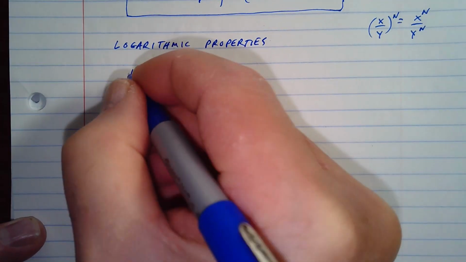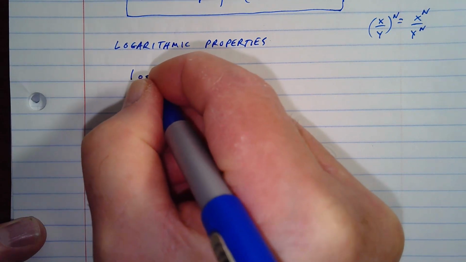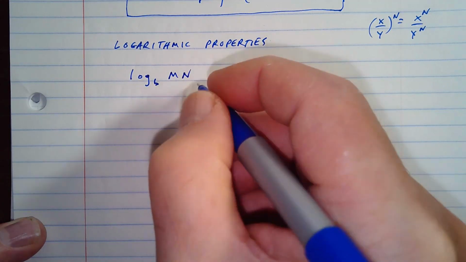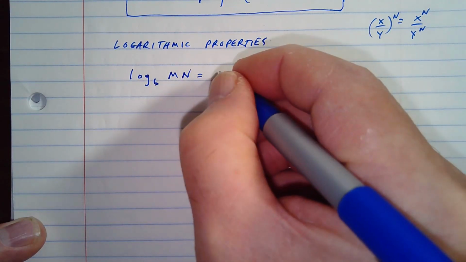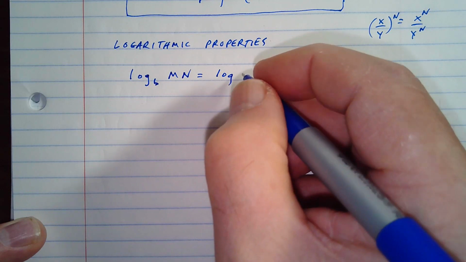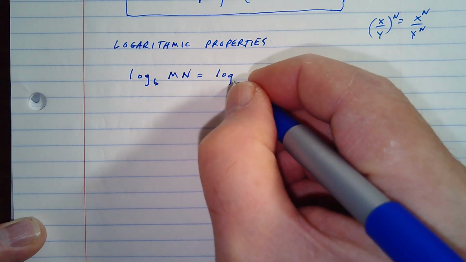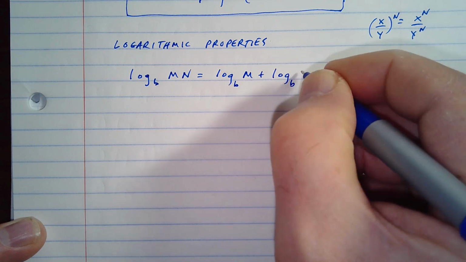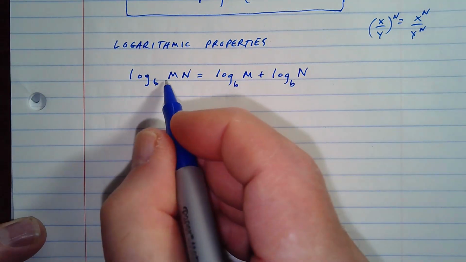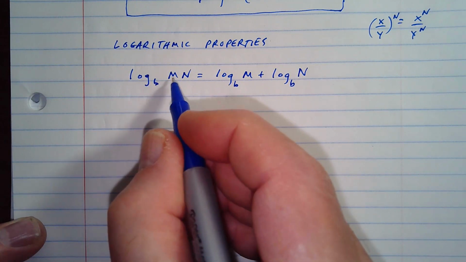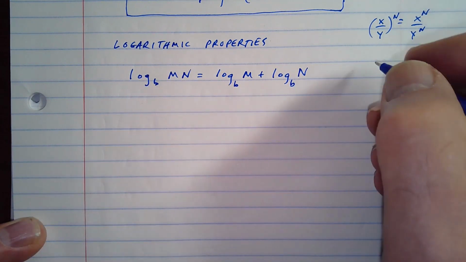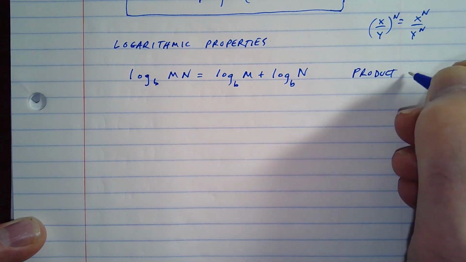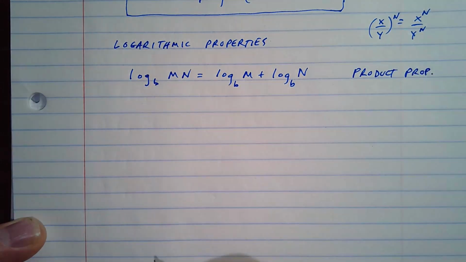And so the first one here, we're just going to use base b, and then I've got an m and an n multiplied together. That's the same thing as splitting this apart: log base b of m plus log base b of n is the same thing as log base b of mn. And that's our product property. I'm just going to abbreviate it prop.